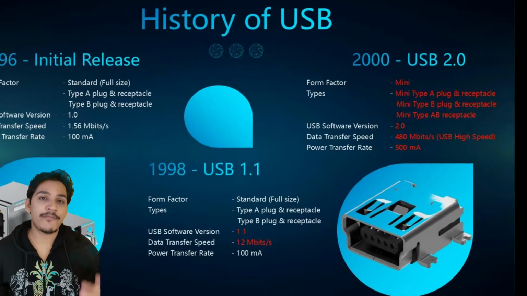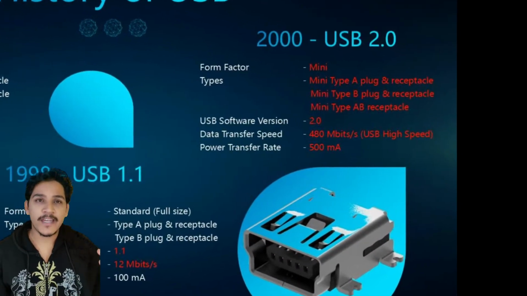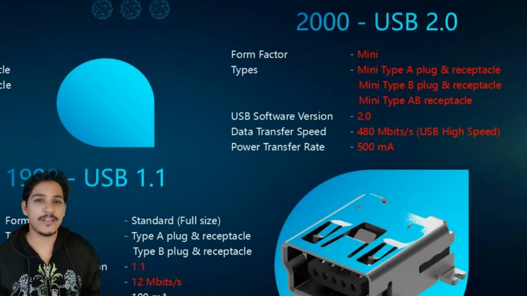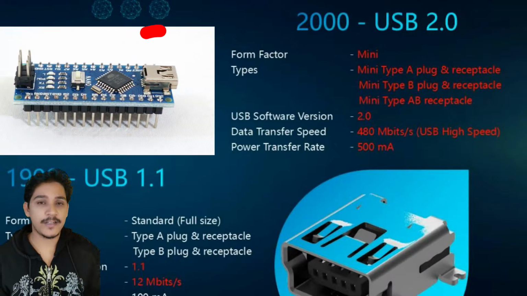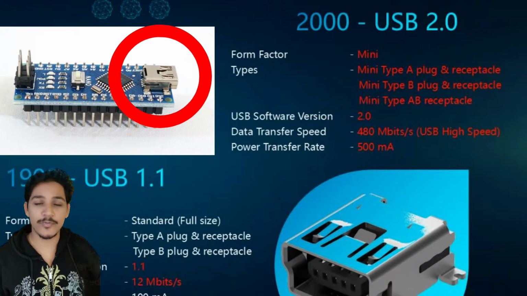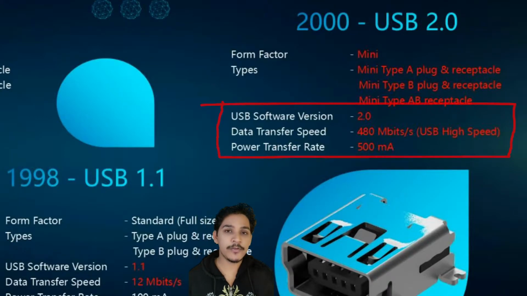And again, after 2 years, in the year 2000, USB 2.0 was launched, and it was quite revolutionary because in this phase almost everything changed: the form factor, the connector type, the power transmission capability, and its data speed. So in this 2.0 version we have lots of changes. This is when USB became faster, and now the USB's transfer speed is 480 megabits per second and a power transmission of 500 milliamp.